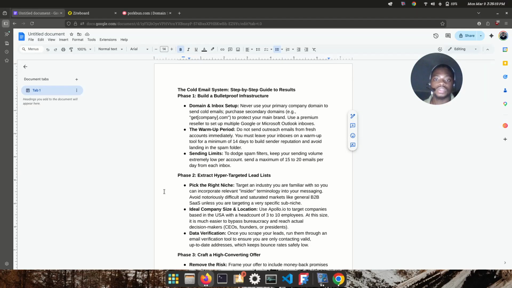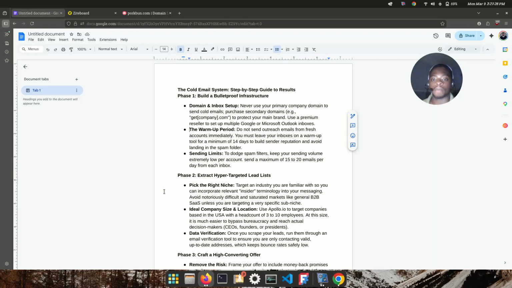So you want to target an industry you're familiar with, so you can incorporate relevant insider terminology into your messaging. Just avoid notoriously difficult and saturated markets like B2B SaaS. I think B2B SaaS is probably the most common one. I was quick to say things like local services, but those err on the side of ROI problems rather than competition problems.